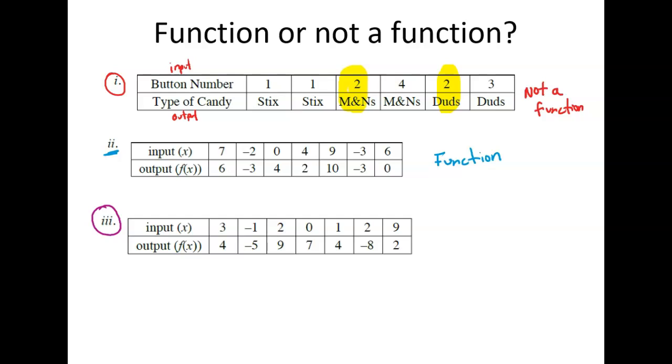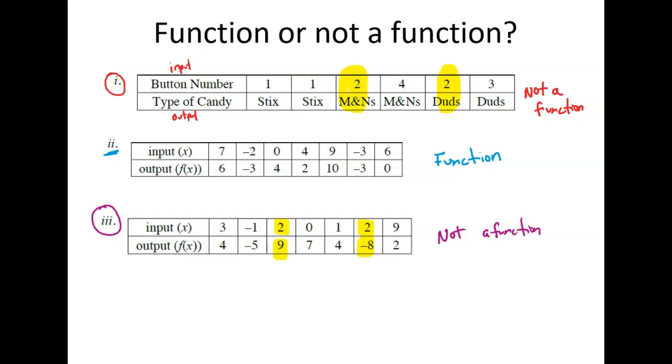All right. So hopefully this time you noticed that the input number 2 is repeated twice, and it's repeated with a different number each time. So one time I plug in a 2, I get a 9. Sometimes I'll plug in 2 and I'll get -8. So that means I have 2 different outputs. So this would be considered not a function.